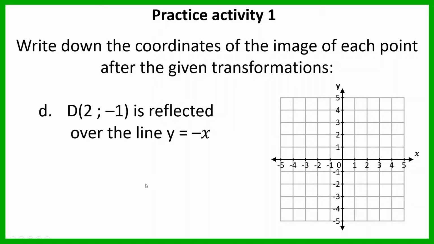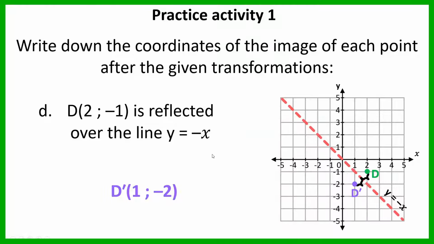Okay, so let's go through that and see what you should have got. So first of all, the point D is this point over here. It has the coordinates (2, -1). Then if we draw in the line y = -x, it's going to look like that. The distance from the point D to that line is half a diagonal block. So we're going to go half a diagonal block in the opposite direction. And that's going to give us the point D prime, which has the coordinates (1, -2).